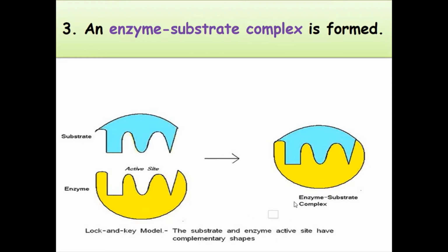So the substrate and enzyme have complementary shapes. Okay, so that means this substrate will fit perfectly into this enzyme's active site. So if this substrate changes shape slightly, it will no longer fit and cannot form the enzyme substrate complex.